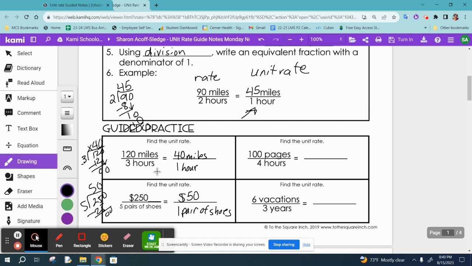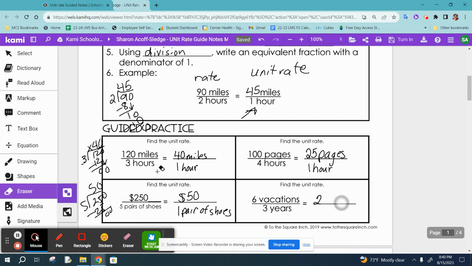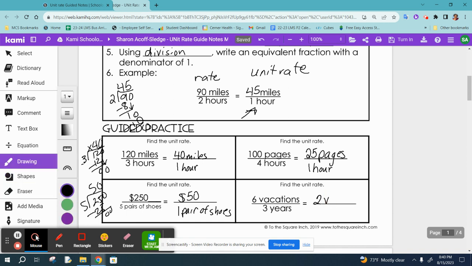Okay, hopefully you got 100 divided by 4 is 25. So 25 pages in 1 hour. This is how you write a unit rate. And later on, we'll say per hour, but today we're doing this. 6 vacations in 3 years. I hope you got two vacations. 2 vacations in 1 year, or 2 vacations per year.